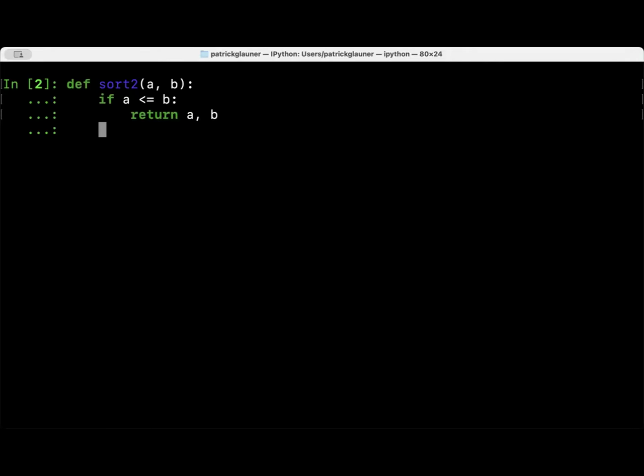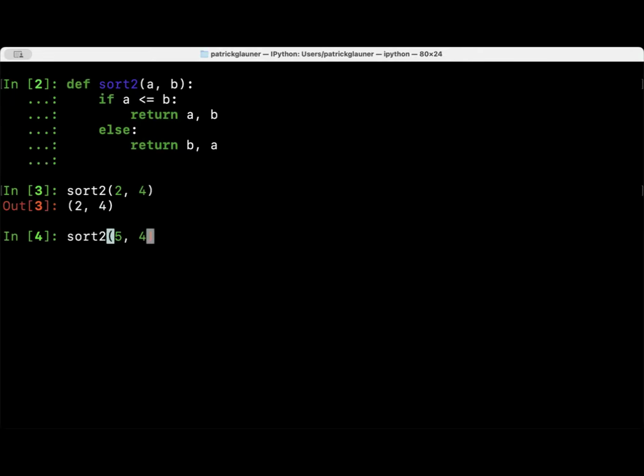It's done automatically by Python. And if A is not less than or equal to B, I would just return them in the opposite order. Do you feel okay with this very simple sorting algorithm for two numbers? We can test it, sort two of 2 and 4, or 5 and 4, so it seems to work. We can try to do this for three values.